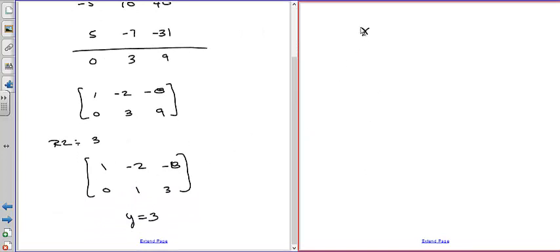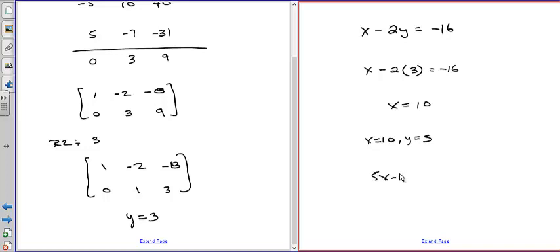And the first row says that x minus 2y is equal to negative 16. So we're going to plug that y equals 3 in there. So we get x minus 2 times 3 is equal to negative 16. Or if you add 6 to both sides, you'll get x equals 10. Let's double check. For some reason that doesn't seem right, but let's try it out. So the solution is x equals 10, y equals 3. So if we plug that into the first equation that we started with, you're going to have 5 times 10 minus 7 times 3. So that's 50 minus 21, which is 29, which is not what I got. So something is wrong.